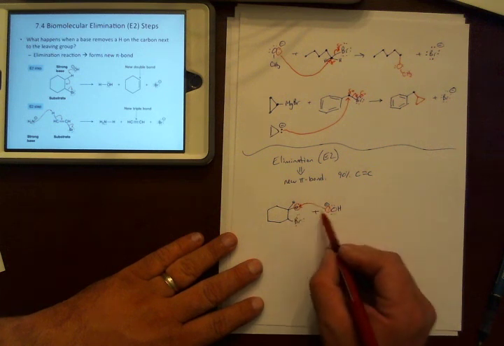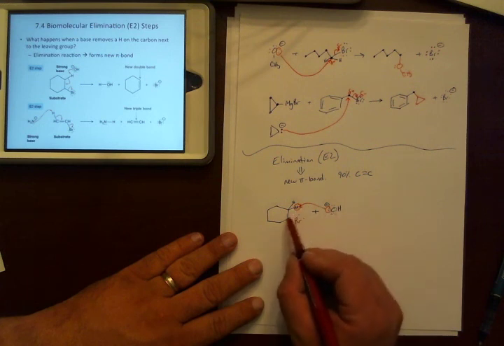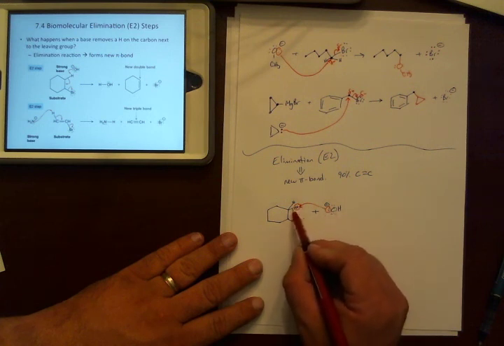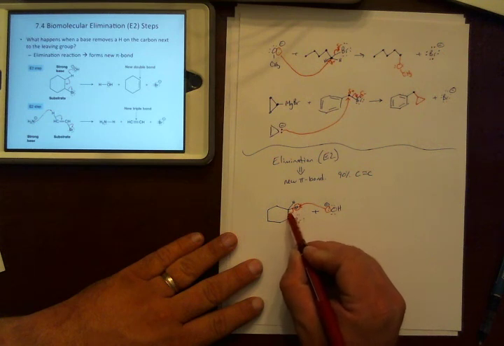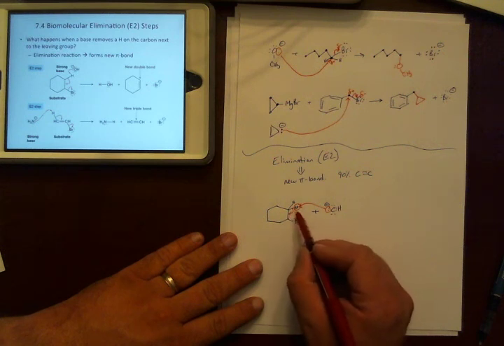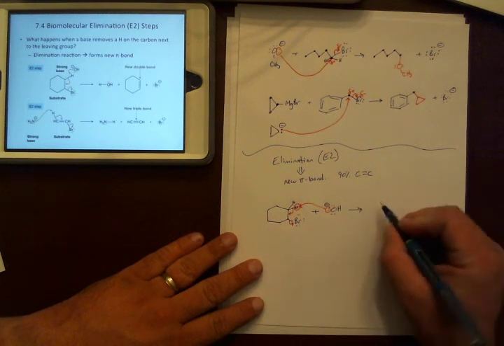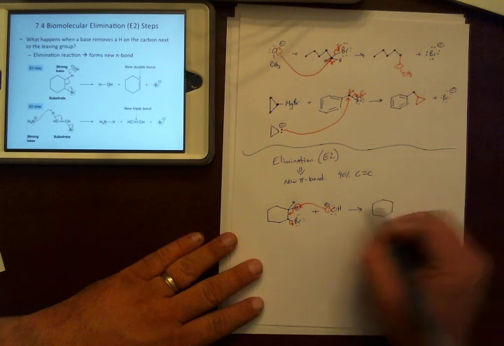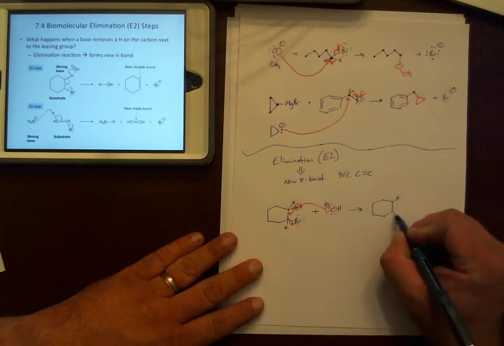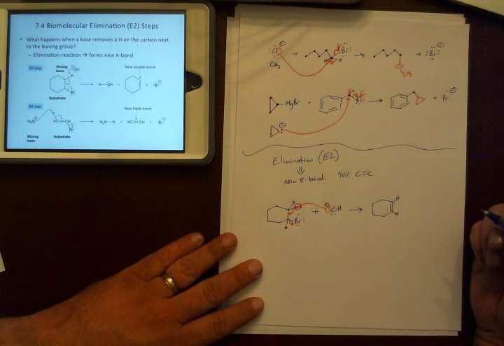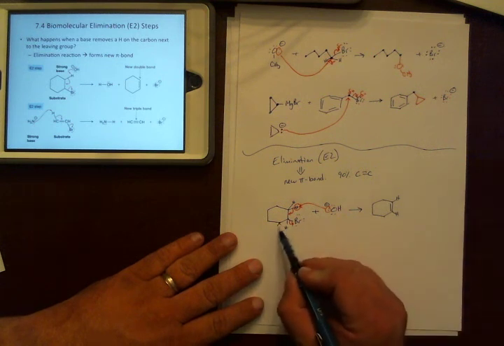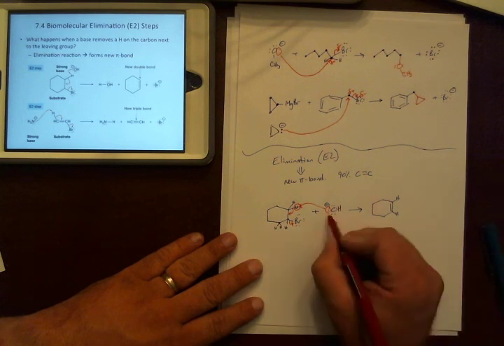Now, again, we're making a new bond here, so we need to figure out what to do with these electrons. Instead of pushing them onto the carbon, because carbanions are pretty unstable, it puts them down here in order to make a double bond. Doing so, this carbon's freaking out because it already has its four bonds. It needs to break one, so it pushes away that leaving group, and what you end up with is a double bond.